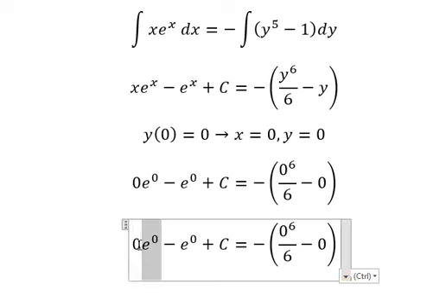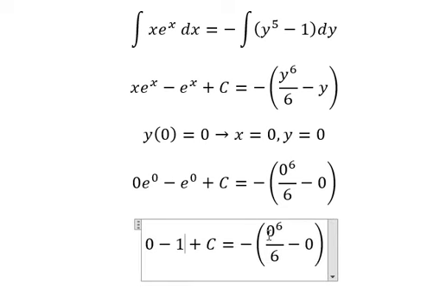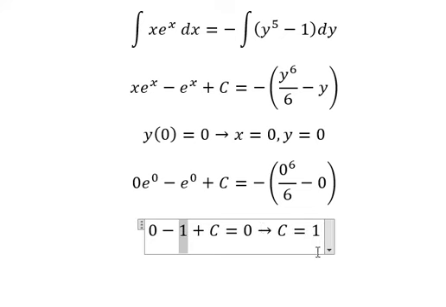So this one you got 0. This one we have number 1. This one we have 0. And now we got c equals to number 1. So we put negative number 1 go to the right.